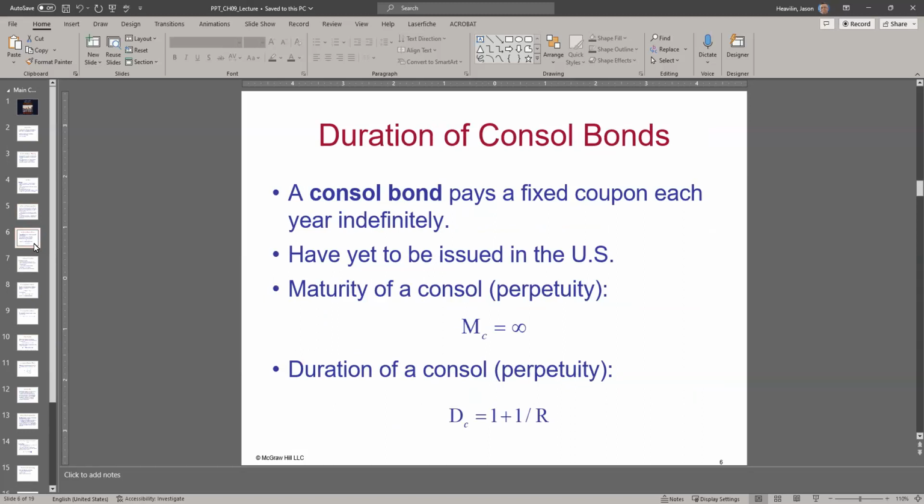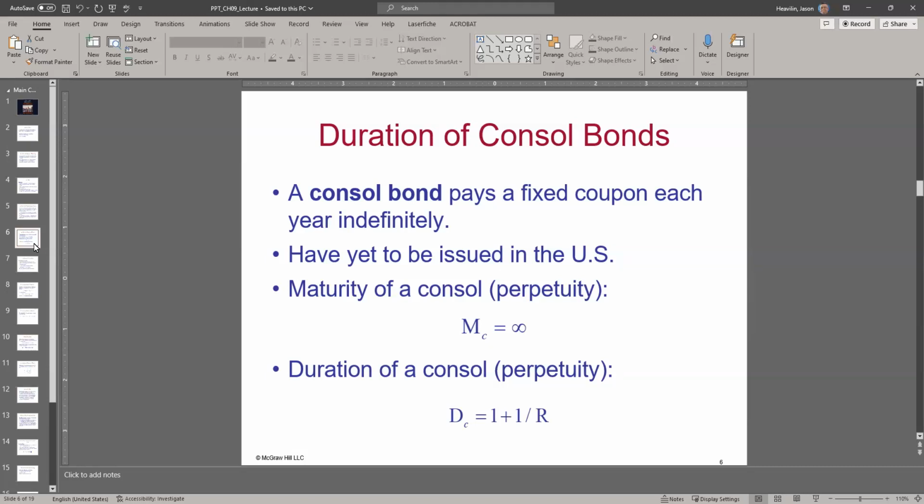So we also have this thing called console bonds. A console bond pays a fixed coupon each year indefinitely. Think of this as a perpetuity, similar to preferred stocks that pay dividends in perpetuity, or a constant dividend in common stocks. Those can be seen as perpetuities as well. Now, notice I said constant dividend, not constant growth dividend, which is different. Then the formula becomes a little simpler.